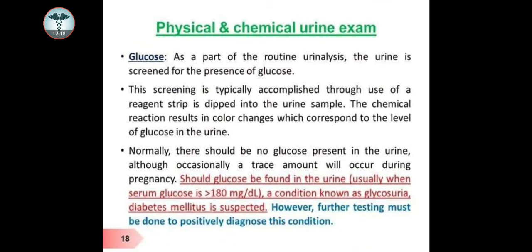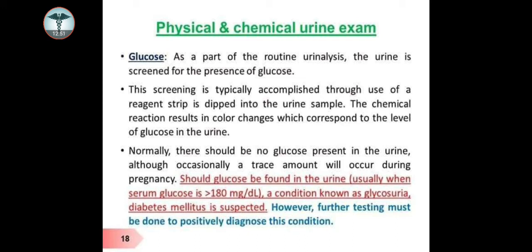Glucose. As a part of the routine urine analysis, the urine is screened for the presence of glucose. The screening is typically accomplished through the use of a reagent strip that is dipped into the urine sample. Chemical reactions occur which result in color changes corresponding to the level of glucose in the urine. Normally, there should be no glucose present in the urine, although occasionally a trace amount will occur during pregnancy.